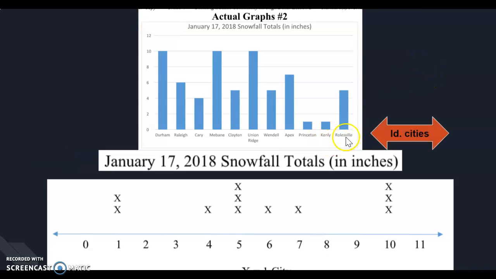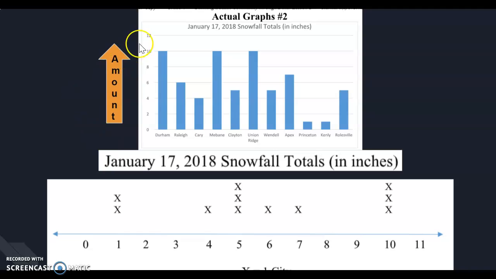And again, you got the identification of the actual cities: Durham, Raleigh, Cary, Mebane, Clayton, and other ones right here. At the bottom, there's the actual key. X equals one city. That may be cut off just a little bit, but it says X equals one city. And of course, on this side, you got the amounts.